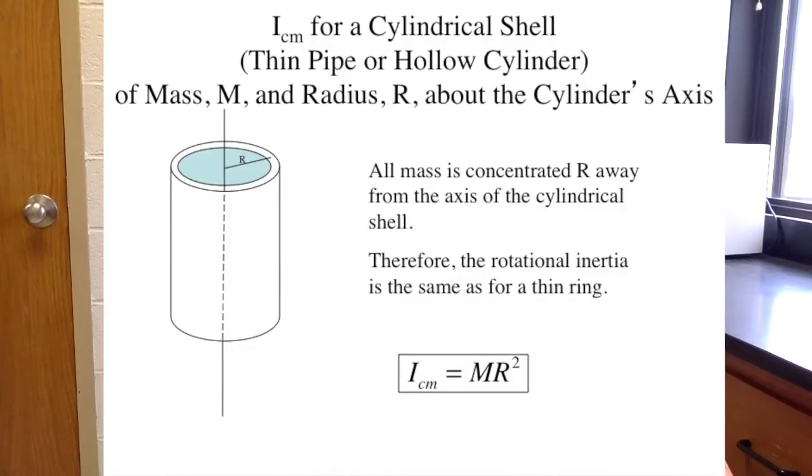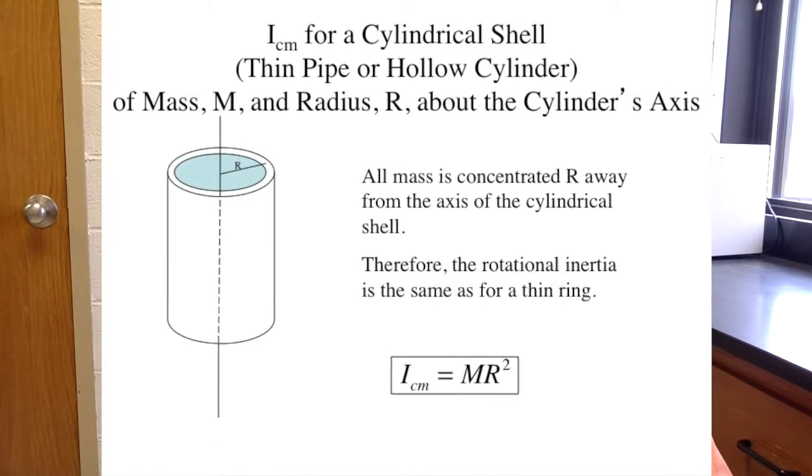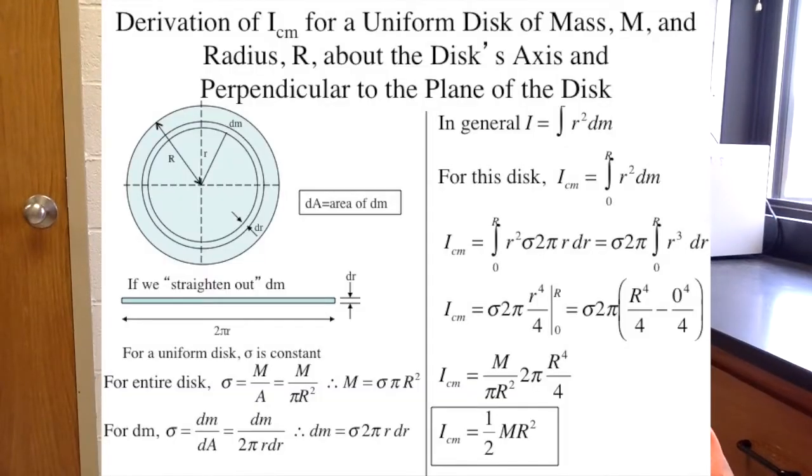Same thing for a cylindrical shell. A cylindrical shell is just like a lot of thin hoops stacked one on top of the other. And so that one also, the moment of inertia about the center of mass is mr squared. Adding up for a disk, though, is a little bit different. What we've done here is we've taken one of those circles and split it up into thin hoops. And we take the hoops and stretch them out so it's like a rod, so we can think about what's the area of that thing.